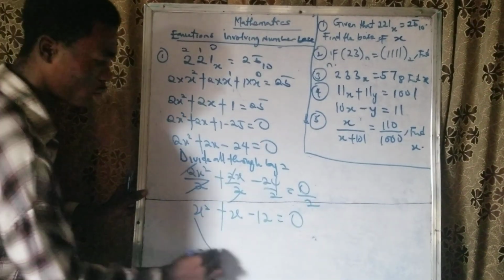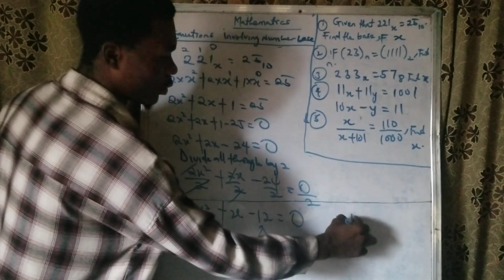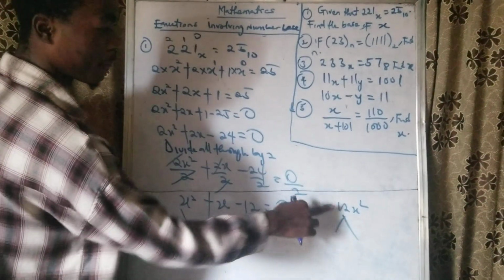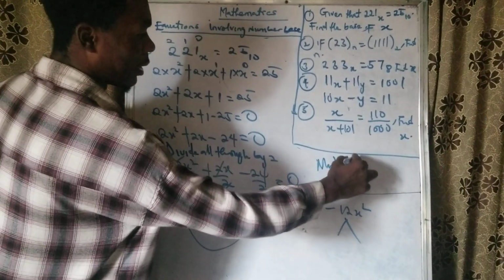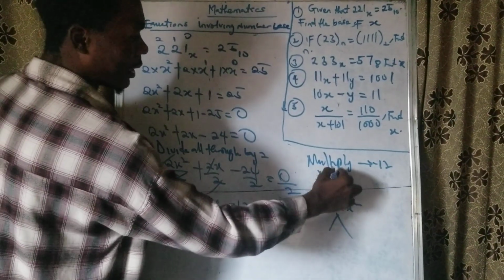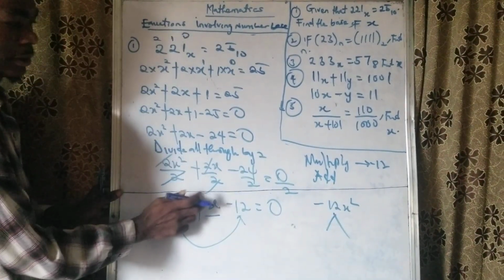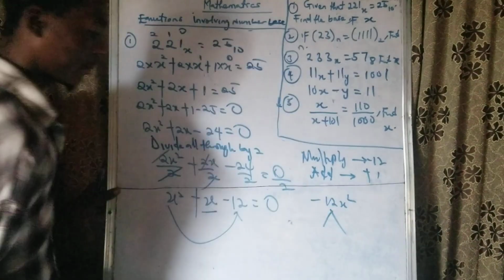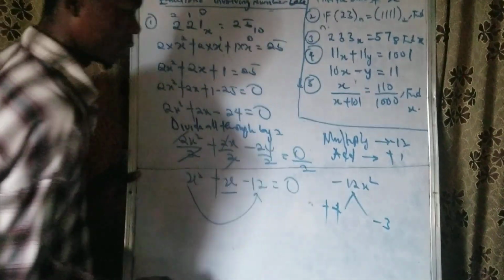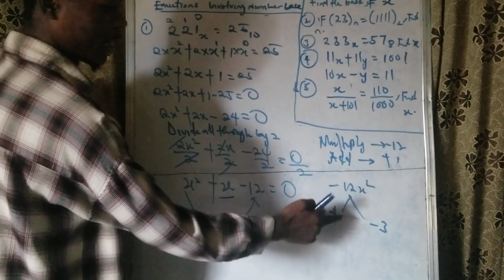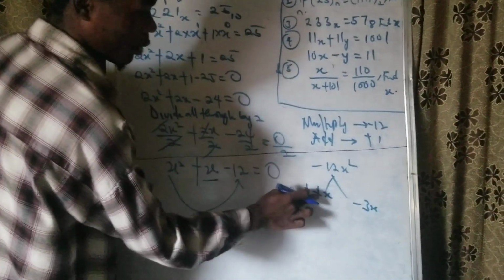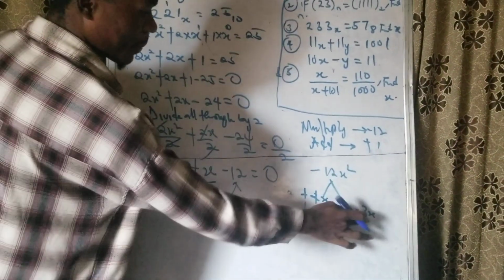The first thing is you use this x squared to multiply minus 12. What will you have here? Minus 12x squared. You look for two numbers that if you multiply them together, you have minus 12, but if you add them together, you must have plus 1. So what are the numbers? That's 4 or minus 3. Because 4 times minus 3 will give me minus 12, and 4 minus 3 will give me 1. So I'll put x here, because 4x times minus 3x will give me minus 12x squared, and 4x minus 3x will give me this.